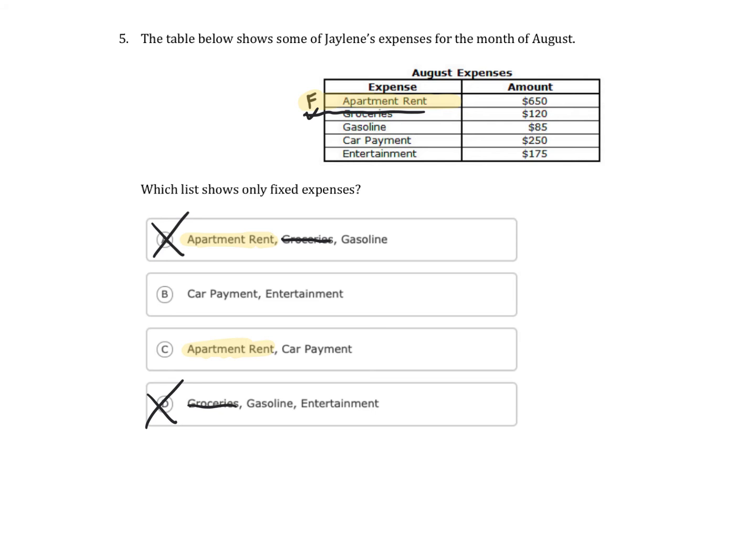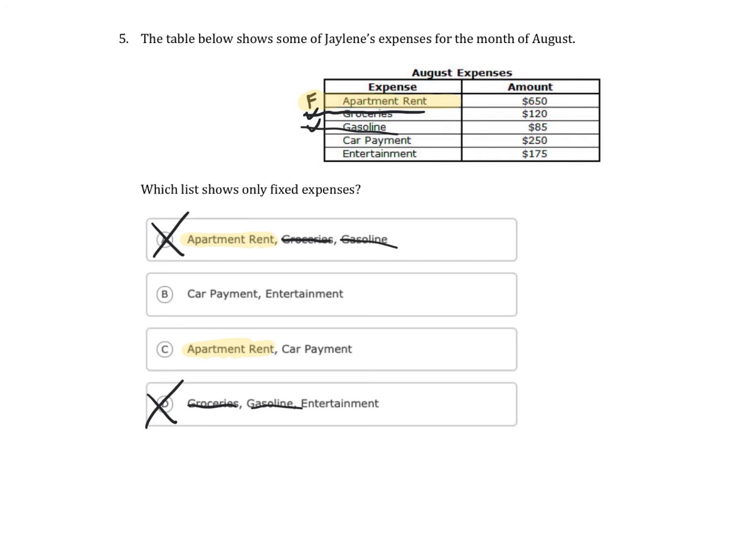Next one, gasoline. With gasoline, again, it depends on how much you drive. So it could change month to month, meaning that is a variable expense. So we can cross out gasoline. Anywhere down here, we can cross it out. Luckily, those 2 answer choices are already crossed out for us.